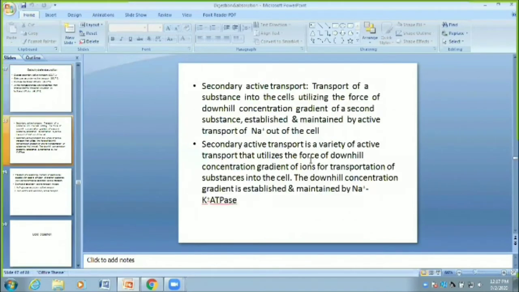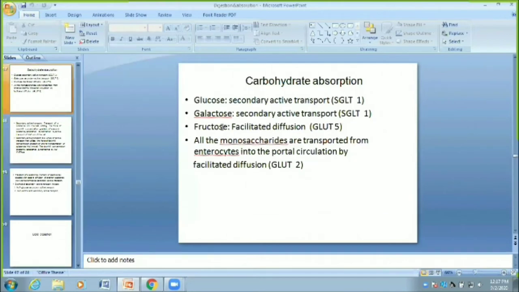Next, they are absorbed. Fructose is absorbed by facilitated diffusion. It is absorbed from the basal side by the GLUT5 glucose transporter, and the other sugars, glucose and galactose, are transported by GLUT2 transporters. GLUT2 transporter, glucose transporter 2. There are 5 types of transporters: GLUT 1, 2, 3, 4, 5. Okay.